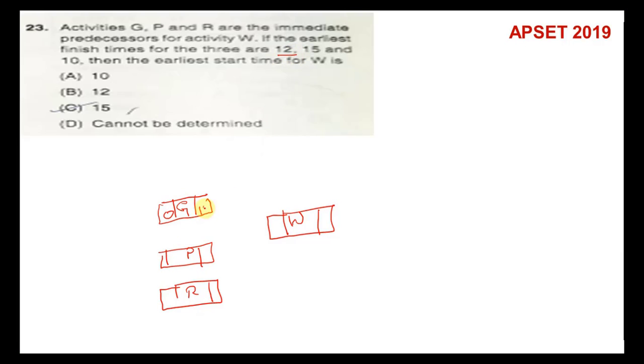So here we can write the 12. And for P, the earliest time is not given, so we can assume that it was 0, and the 15 is the finish time, so we can write the 15 here. And here for R, the 0 is the earliest time and R is completed at time 10, so we can write it here, that 10.